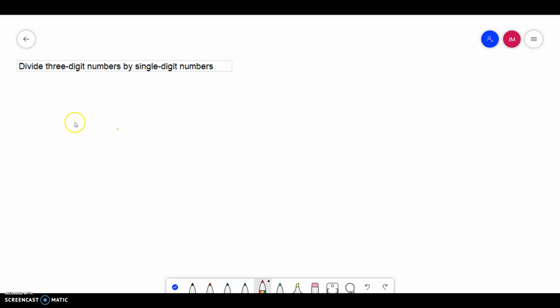All right, today we're going to work on dividing three-digit numbers by single-digit numbers. And one way I always teach my students to divide is by teaching them the process of "dirty monkeys smell bad." That's how we remember it, at least.